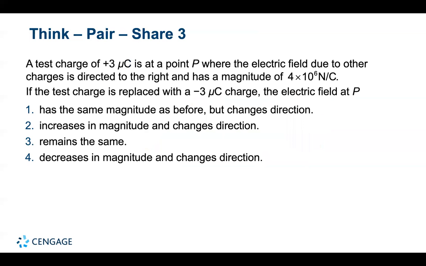Okay, let's have a couple of questions here. A test charge of +3 microcoulombs is at point P, where the electric field due to the other charges is directed to the right and has a magnitude of 4 × 10⁶ newtons per coulomb. If the test charge is replaced with a -3 microcoulomb charge, the electric field at P remains the same. The electric field at point P is due to the charges other than the test charge. Thus, it is unchanged when the test charge is altered. However, the direction of the force this field exerts on the test charge is reversed when the sign of the test charge is changed.